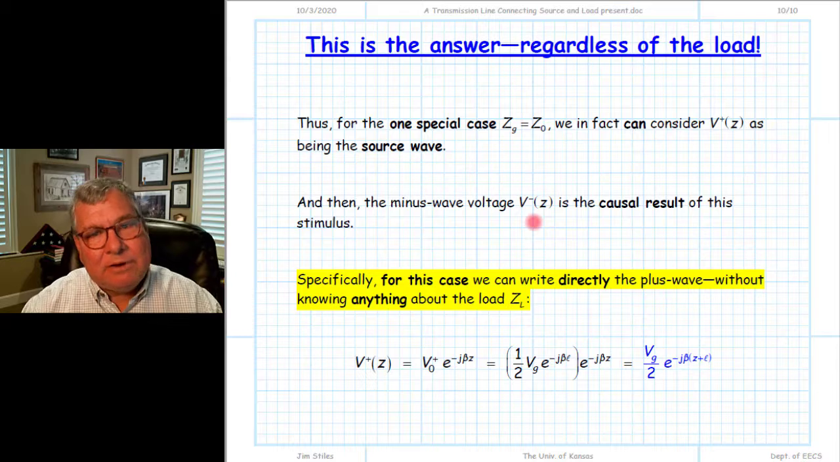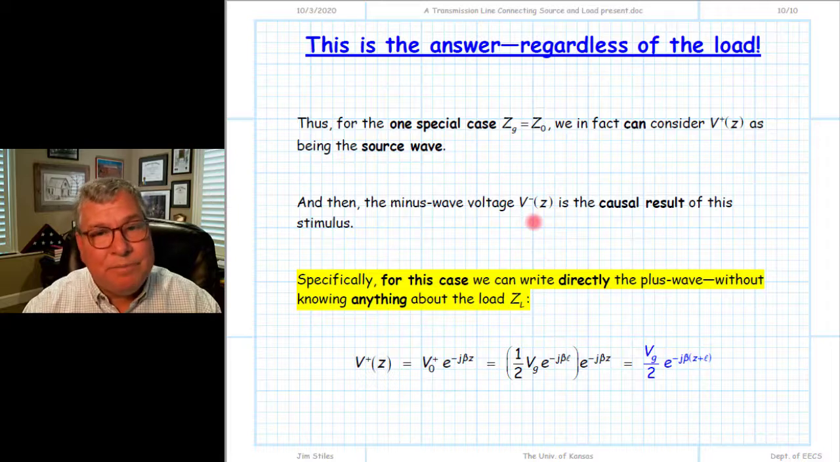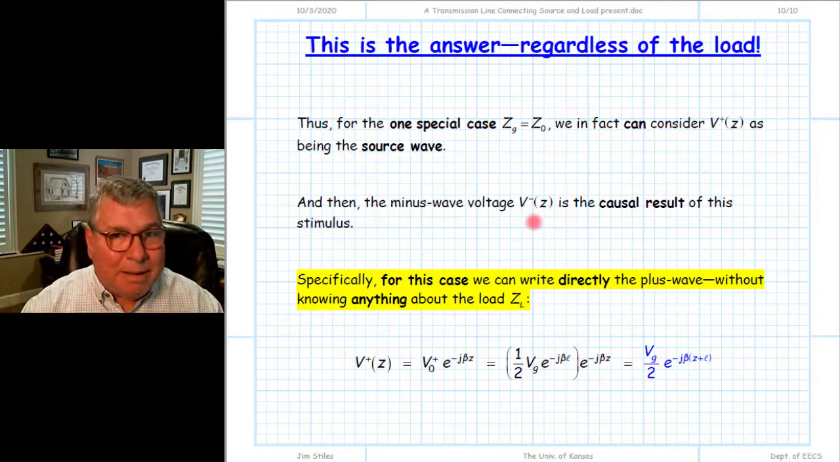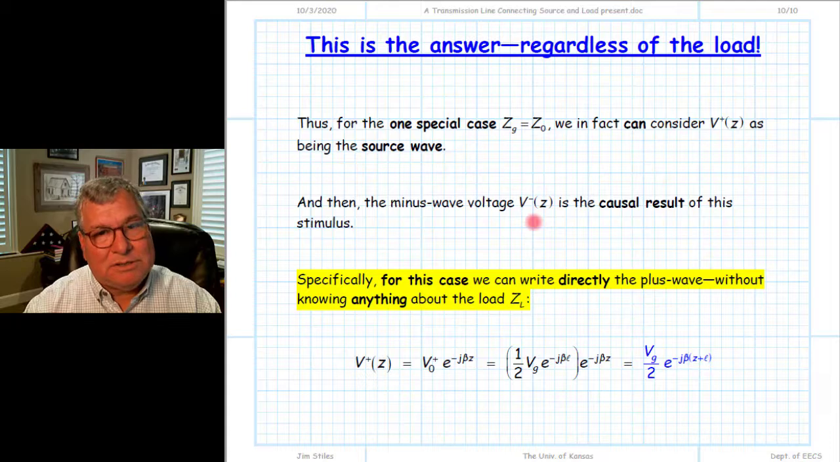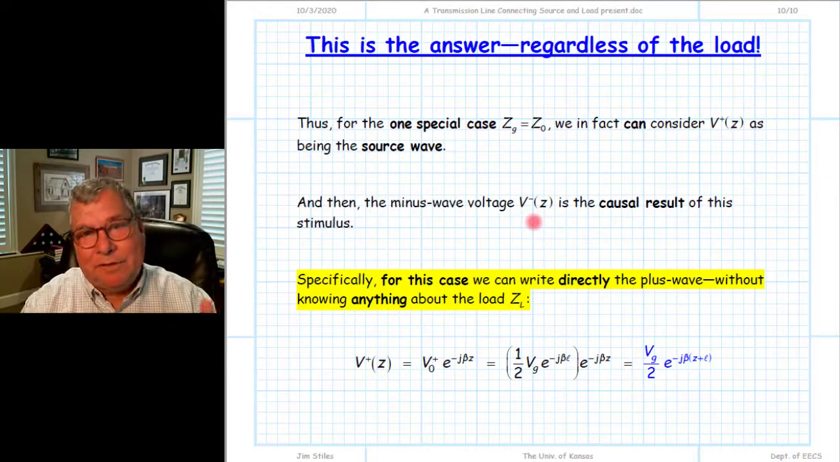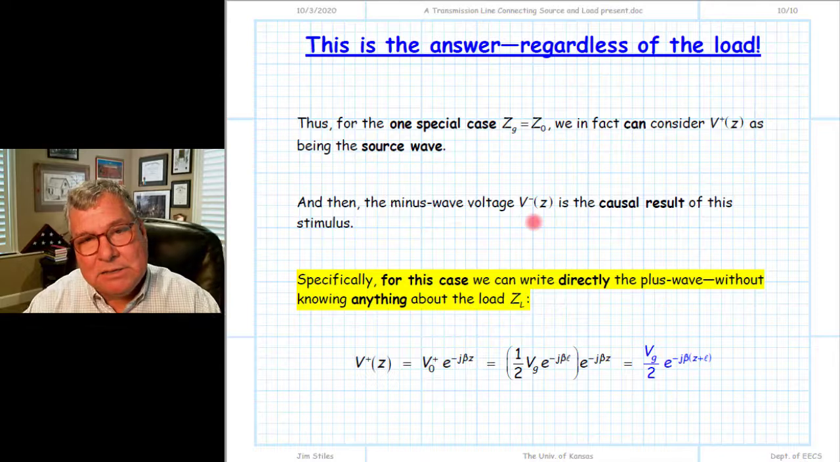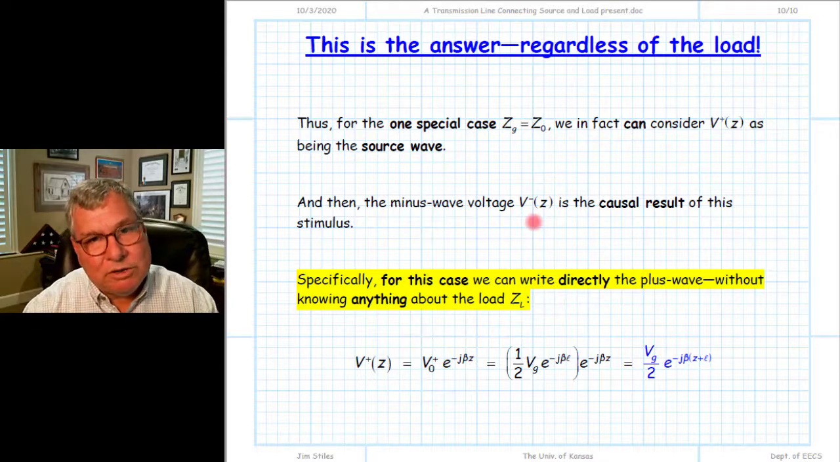The reason that we don't have to worry about multiple times around is, it turns out, if the source impedance is numerically equal to Z0, there is no second bounce. There is no bounce from the source itself. So a wave propagates from the source down to the load, reflects off the load, goes back to the source, and that's the end of it. There is no second reflection if the source impedance is numerically equal to Z0.